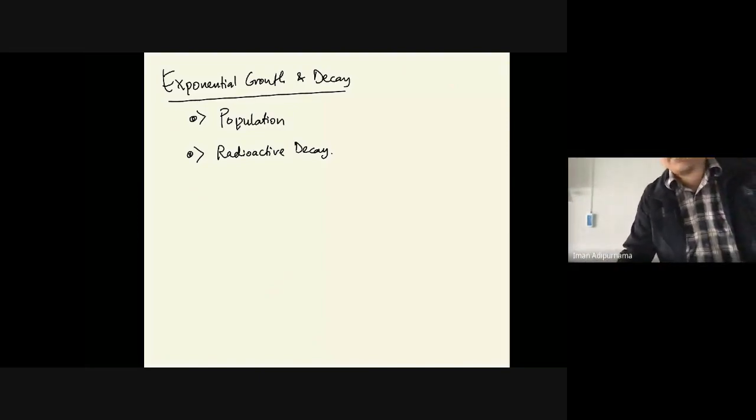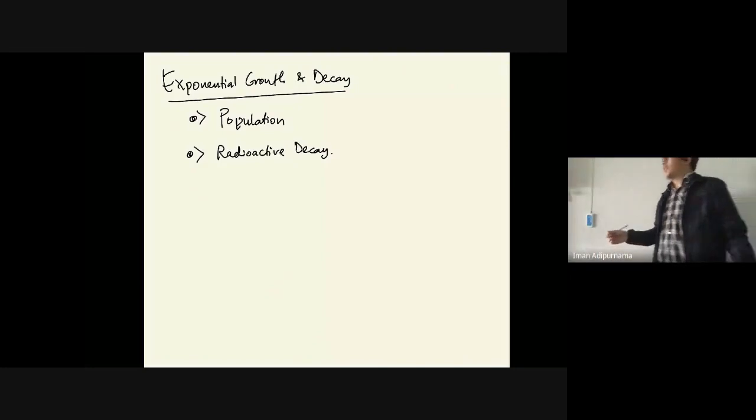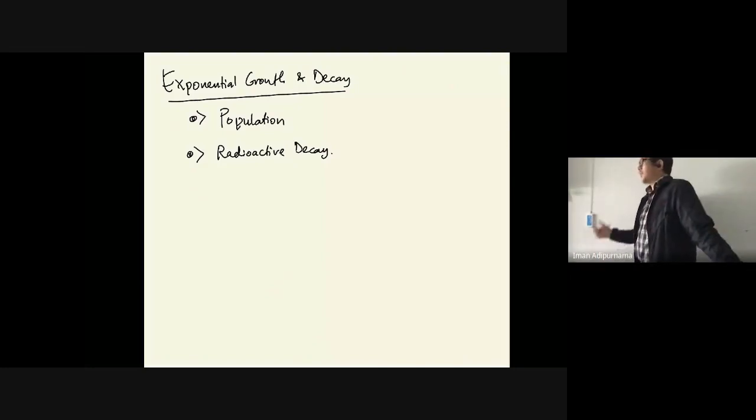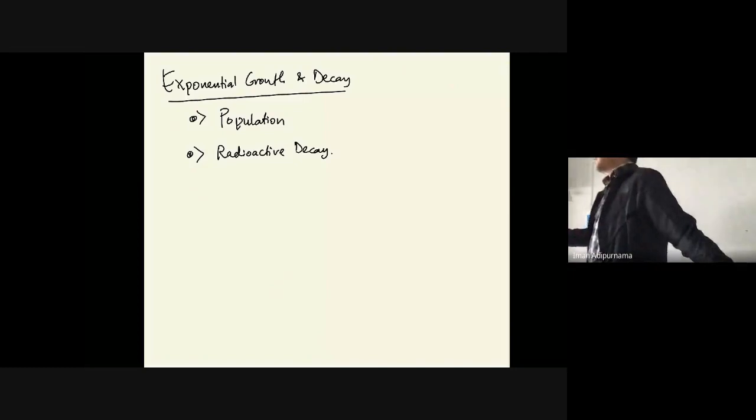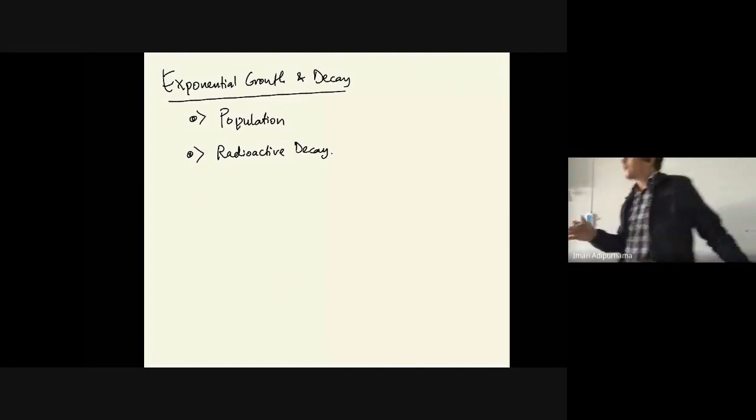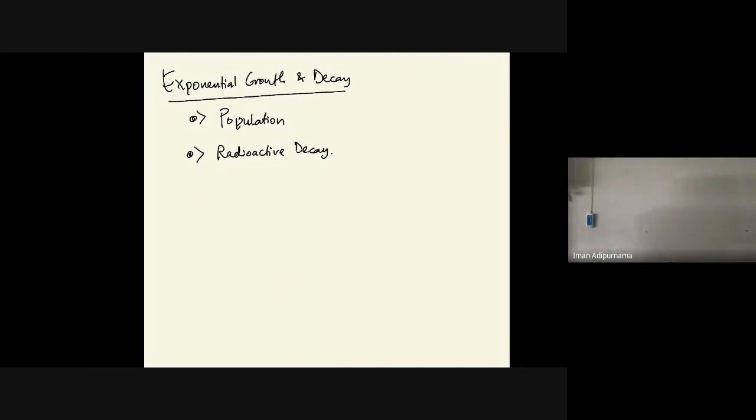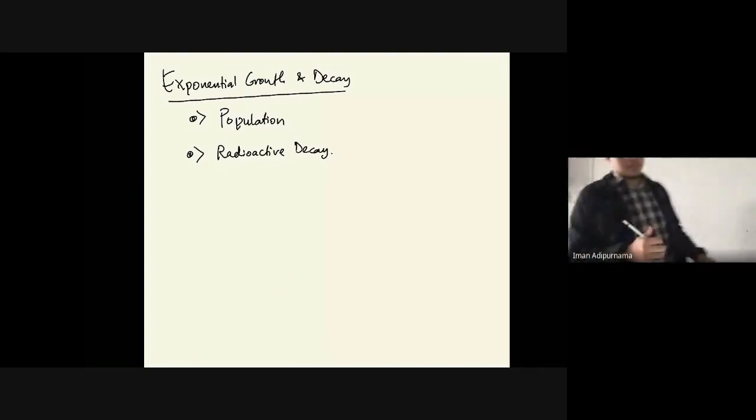Anyone knew about radioactive? What does it mean? It has radiation, of course, yes. But what is the consequence of having radiation? Yes, decomposed particles and itself.